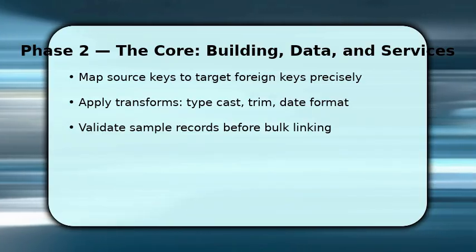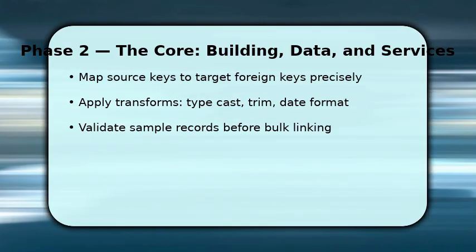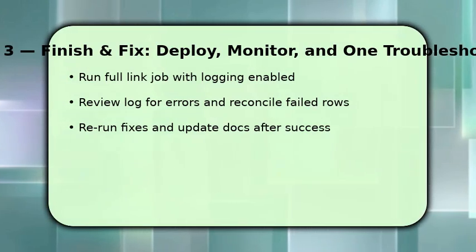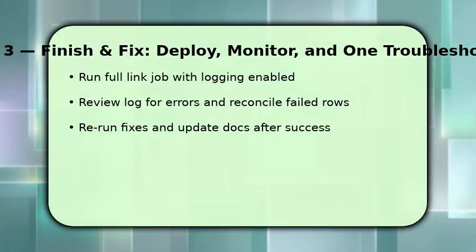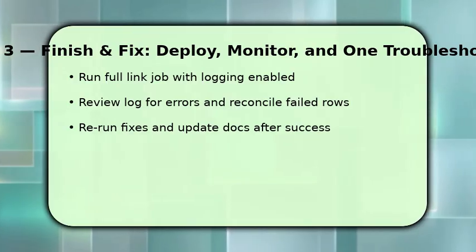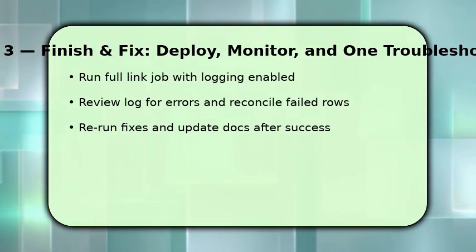Once mapping is configured, run a sample of 1050 records to validate results and inspect both matched and unmatched rows. If you see mismatches, adjust transforms and rerun the sample until the expected records align. Execute the full link job with logging and an audit trail enabled so you can track what changed. Monitor progress, and when it finishes, review the log for errors and the count of linked versus failed rows.